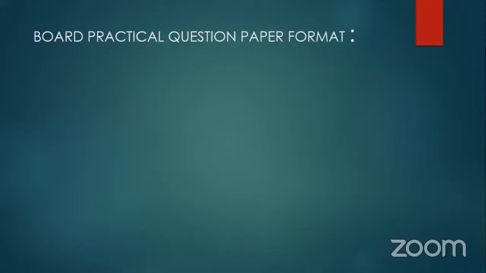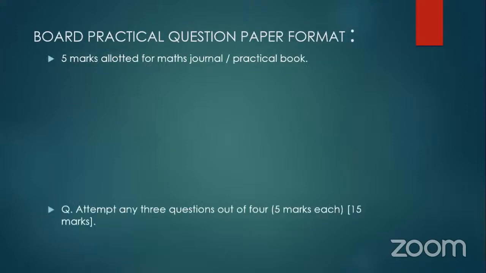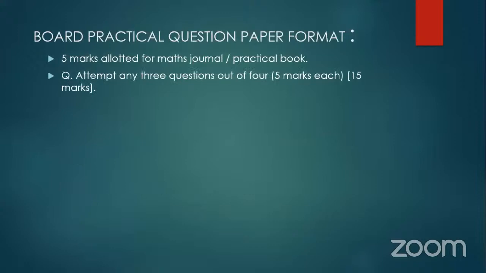So the question paper format: 5 marks are allotted for your maths journal practical book, which I already told you. Now we have to attempt any 3 questions out of 4. Each question carries 5 marks. So the question paper pattern: 4 questions will be there, 2 questions from section 1 and 2 questions from section 2.